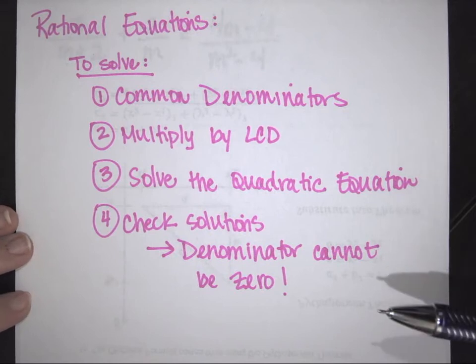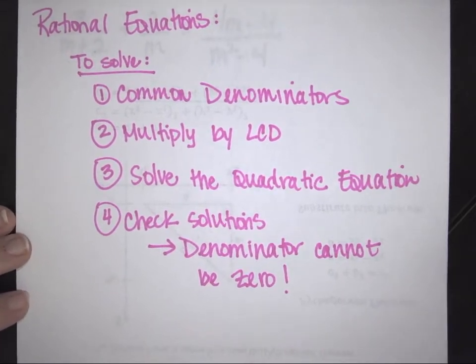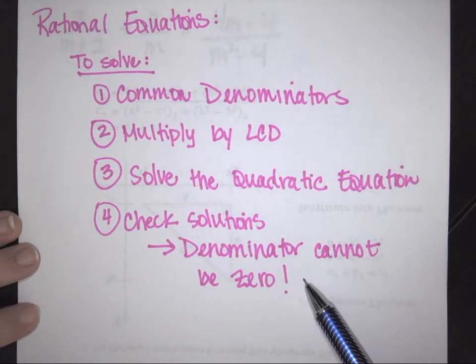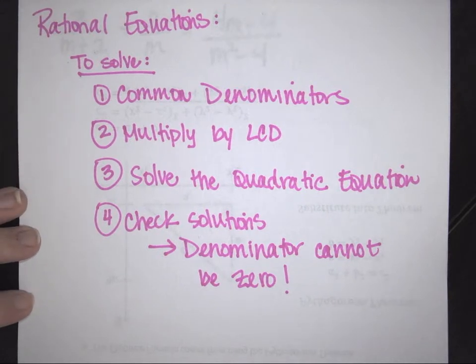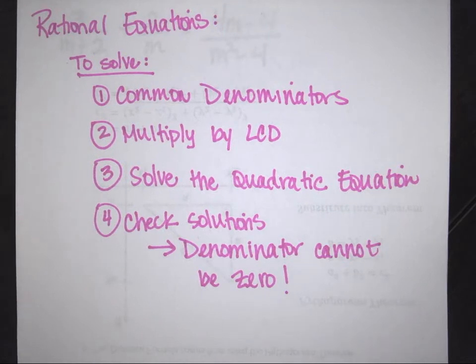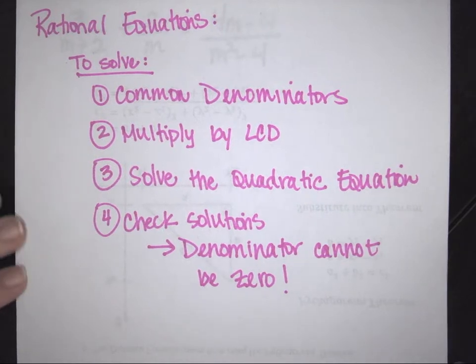Now, the other thing that we have to do at the end that we're not normally used to is we have to do this check our solutions piece. The reason for that is because of the fundamental rule that fractions cannot have 0 in the denominators. Well, the same holds true for a rational. You cannot have a 0 in your denominator.